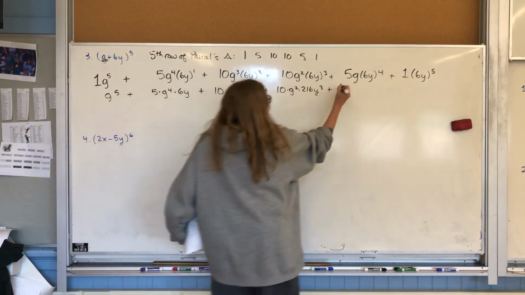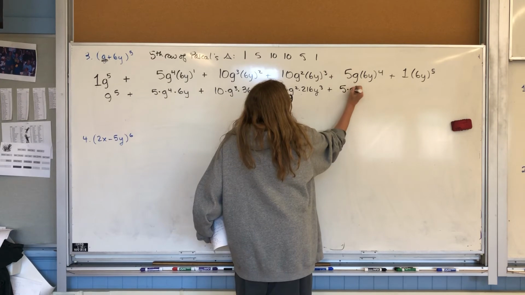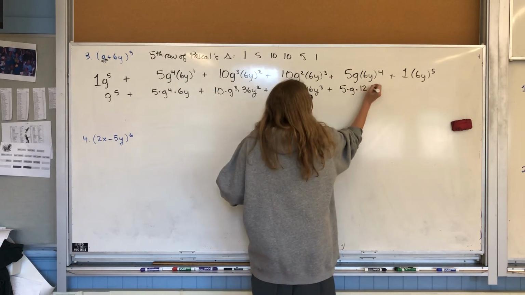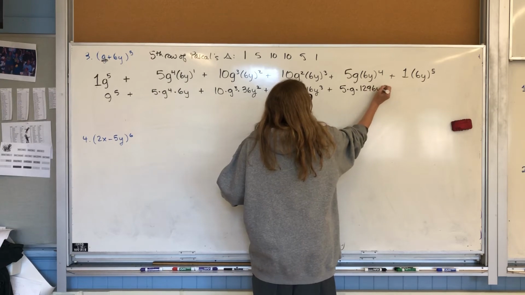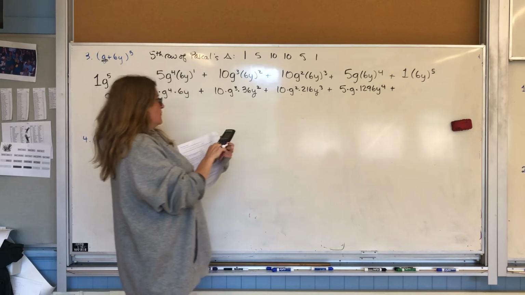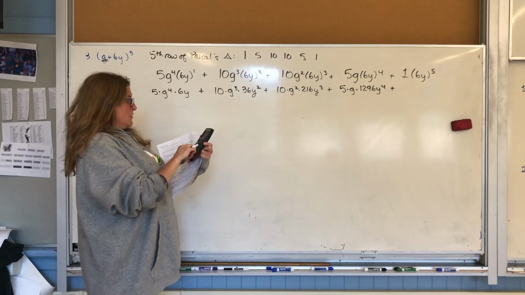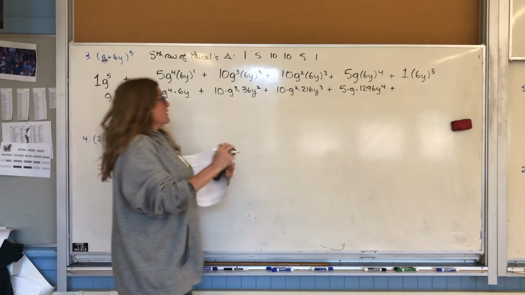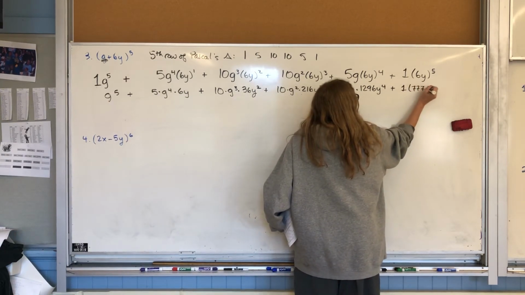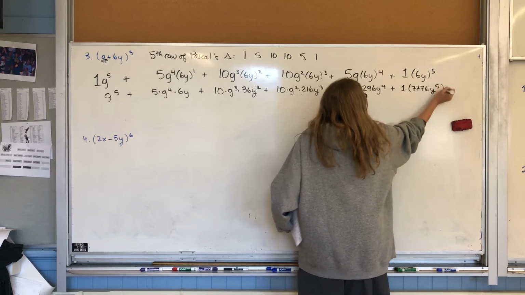Here we've got 5 times G times 1,296 y to the 4th. And then the very last one we have, sorry, I did not write this all down in my notes, 1 times 7,776 y to the 5th.